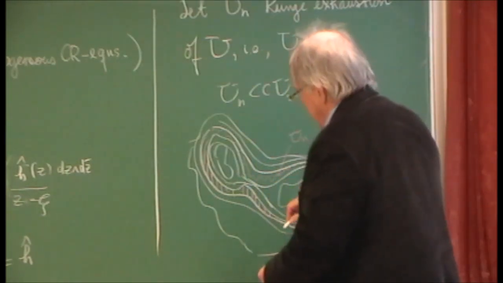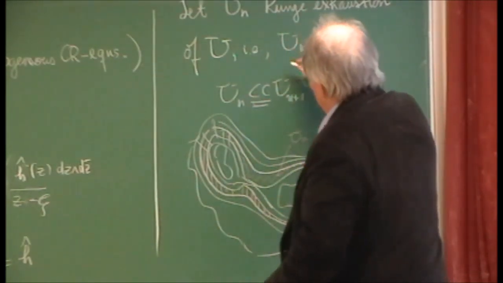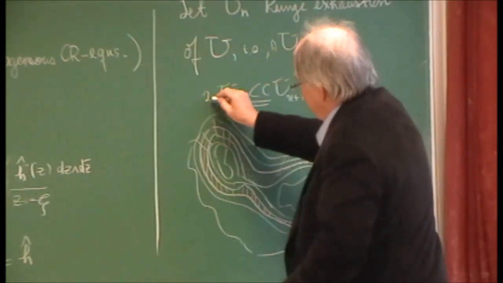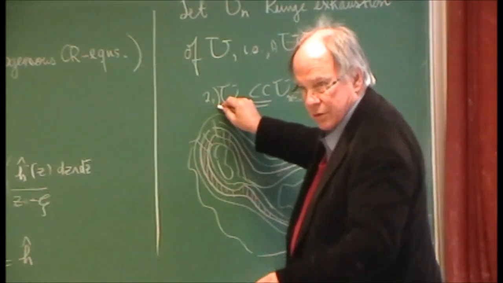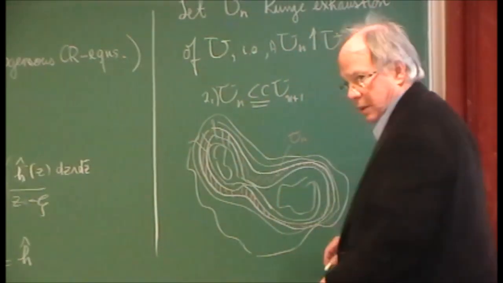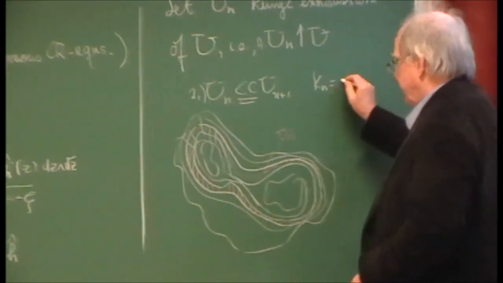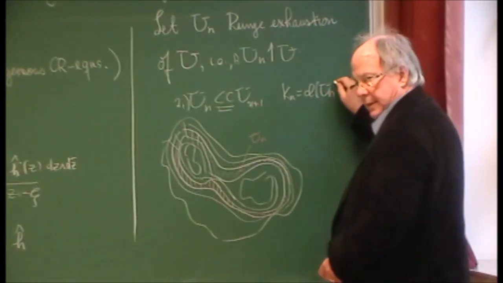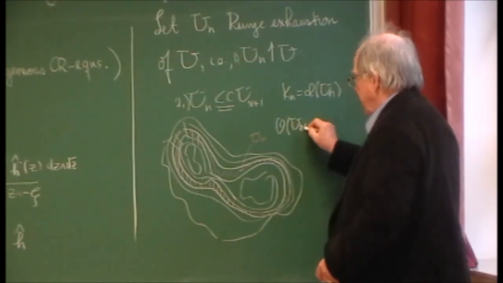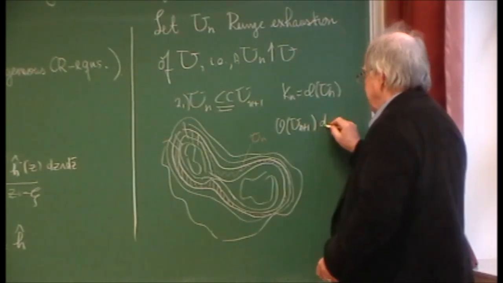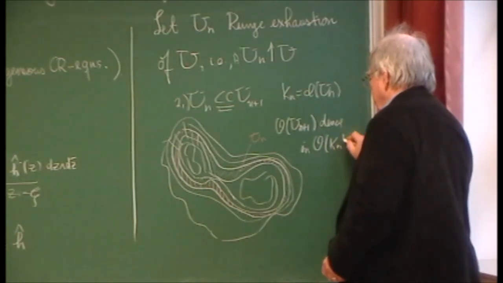I don't care. It's slightly bigger with compact closure. So it's an increasing sequence. It's relatively compact in the other. This is a trivial thing. This is nothing. Anybody can do this. But it's Runge. And Runge means that, let Kn be the closure of Un. So that's compact. And it means that the restriction map realizes Un plus 1 as being dense in Kn by restriction.